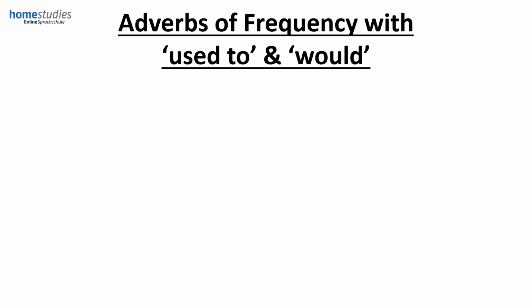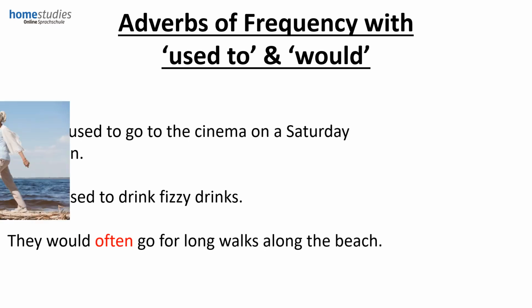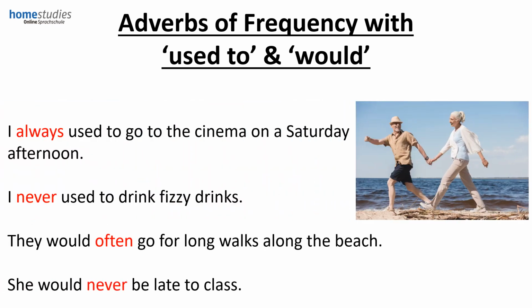Now, we can use adverbs of frequency with used to and with would. It tells us how often these events occurred. For example, I always used to go to the cinema on a Saturday afternoon. I never used to drink fizzy drinks. They would often go for long walks along the beach. She would never be late to class.